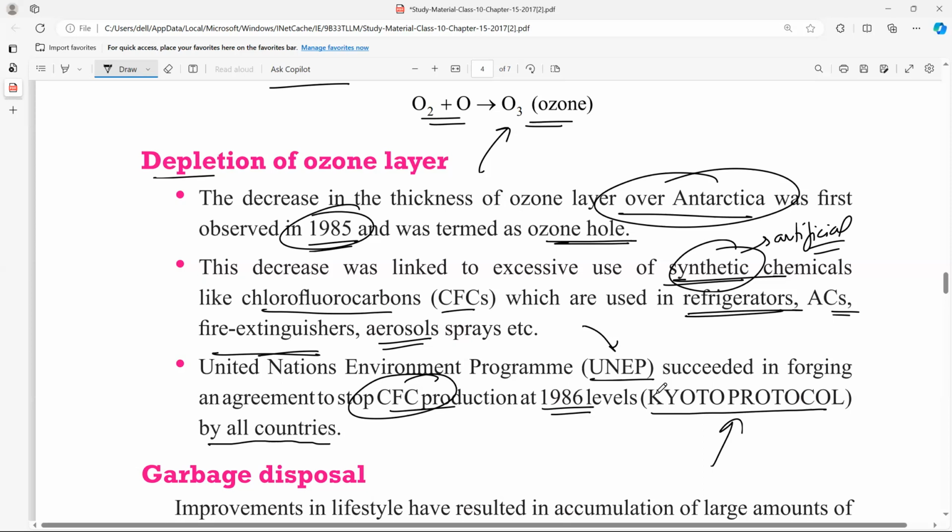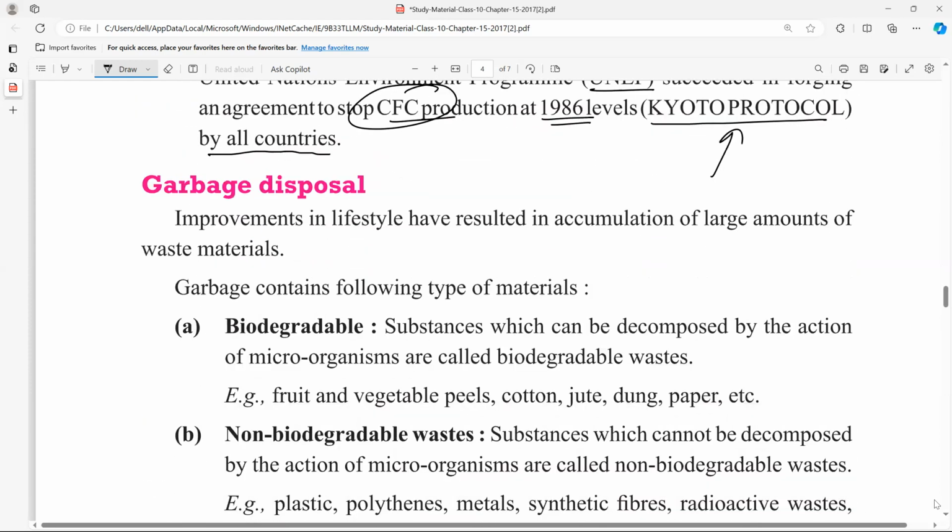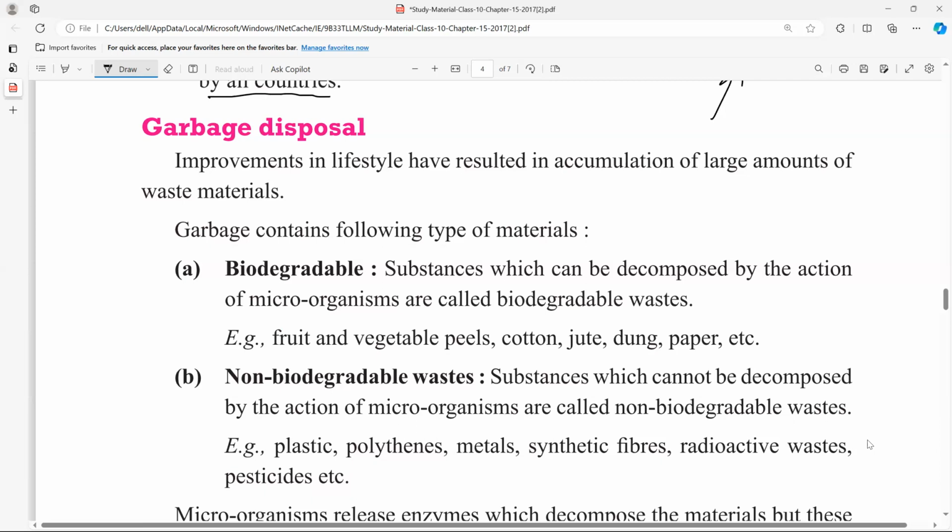Next one is garbage disposal. Garbage disposal is very important; we should properly dispose of the garbage. Improvement in lifestyles has resulted in accumulation of large amounts of waste materials. As we know, lifestyle is improving day by day. So there are two kinds: biodegradable and non-biodegradable.